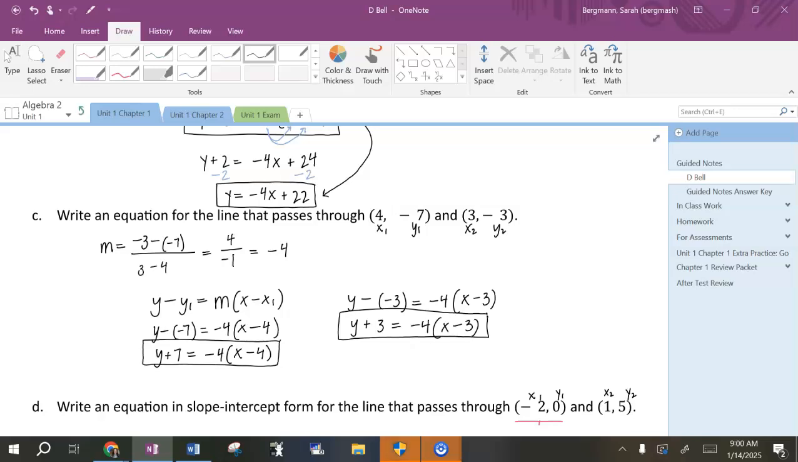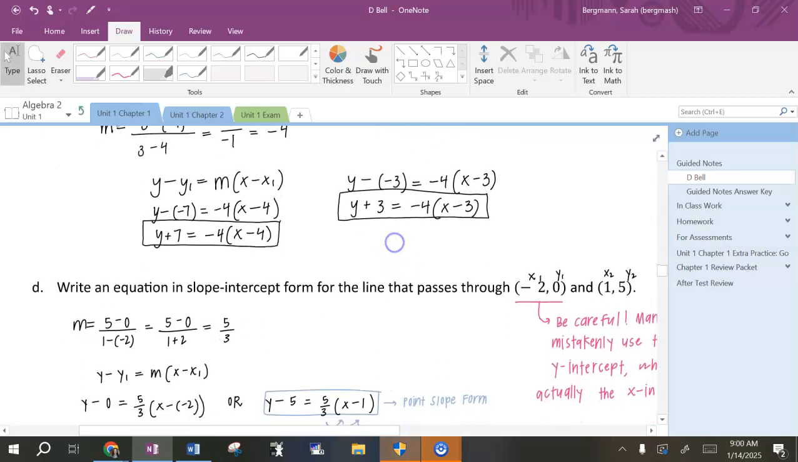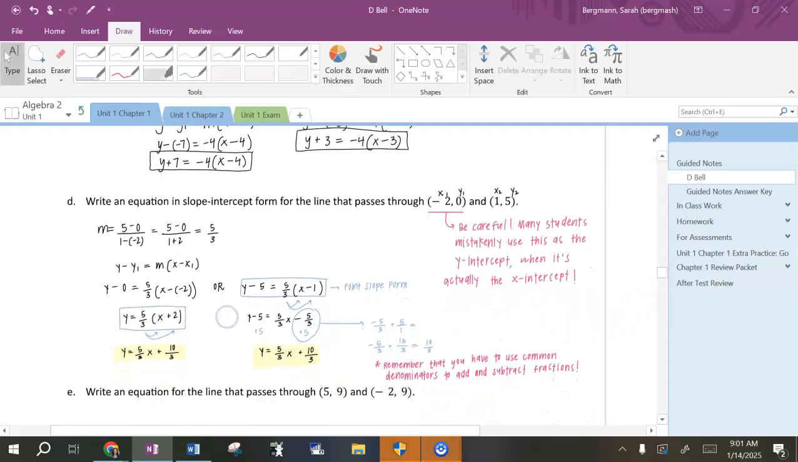Now I want you to try D on your own. Here's the correct answer for that. I showed you both of the equations, whether you're using the first point or the second point. And notice this time it asked you to put it in slope-intercept form, so you have to convert it. So here's a good example of where when you convert it, it makes it the exact same answer. I just also want to point out you need to be careful on this. Make sure you know that this is not the y-intercept because it doesn't have the x equal to 0. It has the y equal to 0. So that's actually the x-intercept. So don't accidentally put -2 for b. That wouldn't be correct.